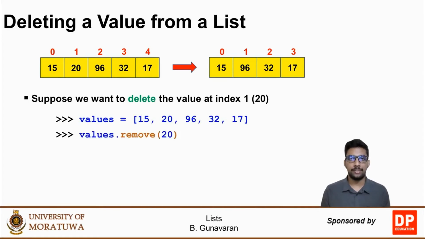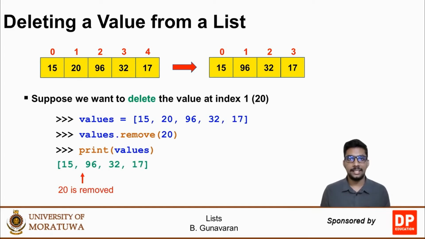To remove a value from a list, one method we can use is remove. What it does is, it will remove the value given in the brackets from the list. Since the value at index 1 is 20, we call values.remove(20). To check whether the value has been deleted successfully, let's print the list. We can see that 20 no longer exists in the list.